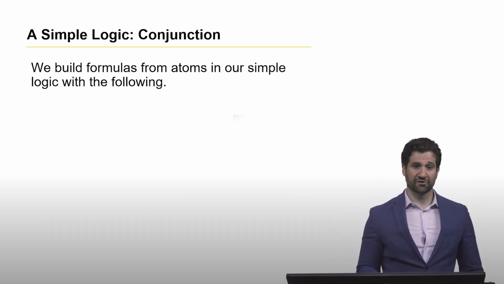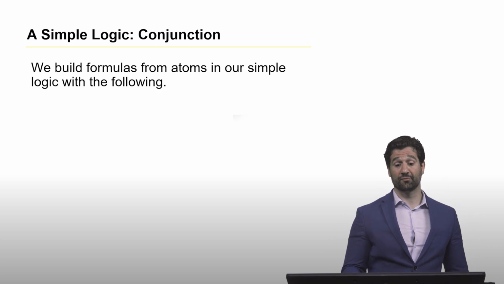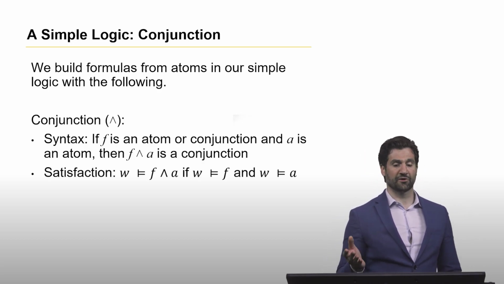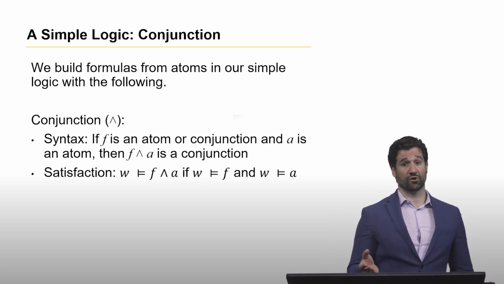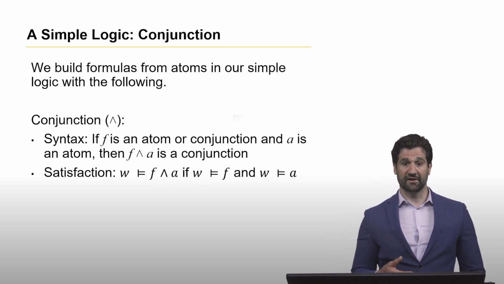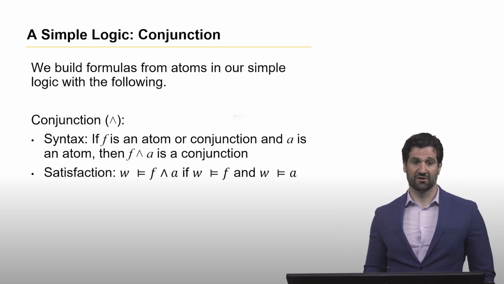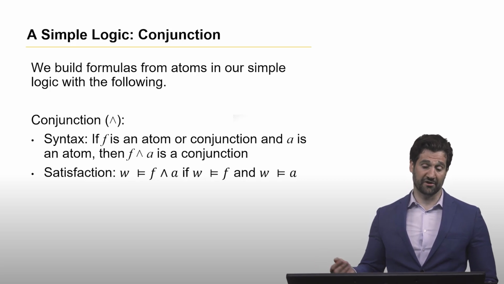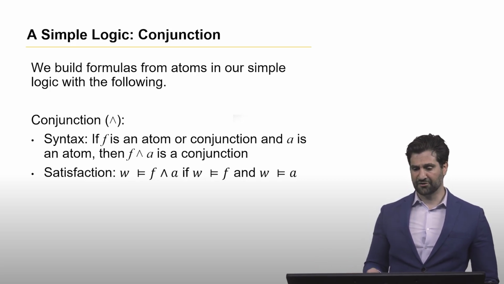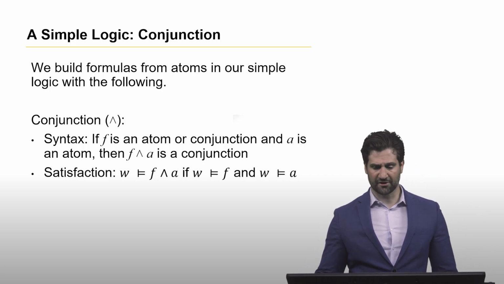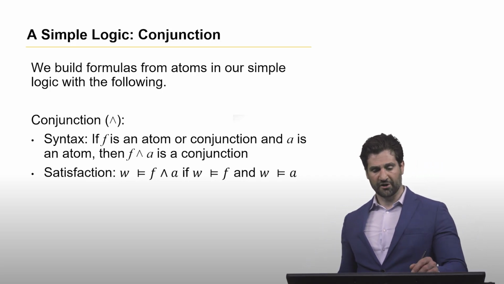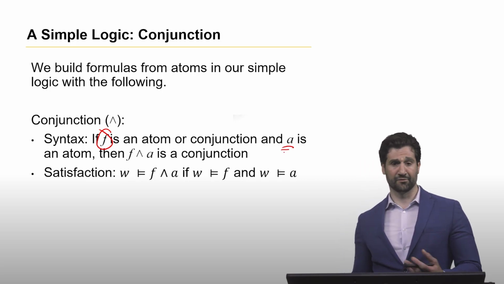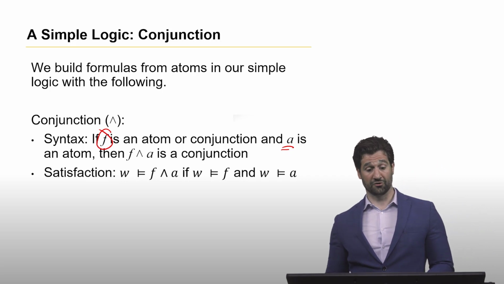Our first logical operator in the simple logic will be conjunction. This is defined very simply: if F is an atom or a conjunction and A is another atom, then F and A is a conjunction. We say that the world satisfies F and A if the world satisfies both of them. This allows for some nice recursion, because we can plug another conjunction into F and keep tacking additional atoms on as we want, just like we normally do.